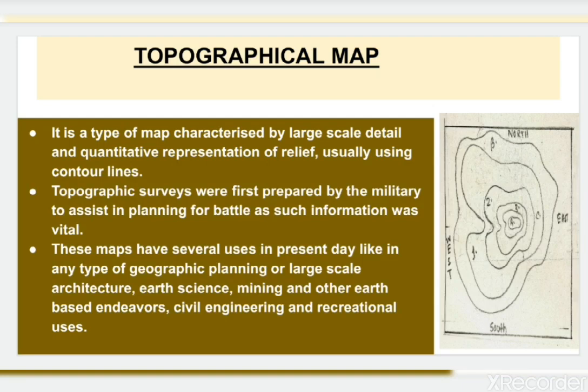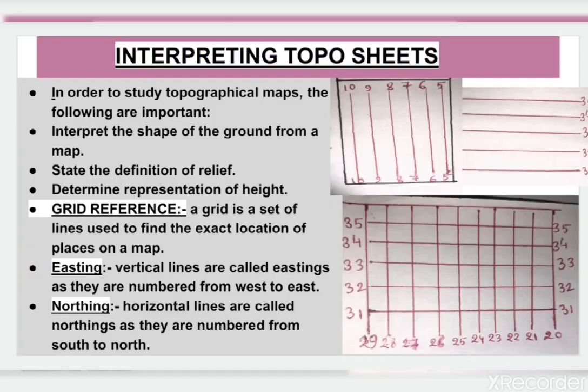Next, topographical map. Now it is a type of map characterized by large scale, detail and quantitative representation of relief, usually using contour lines. Topographic surveys were first prepared by the military to assist in planning for battle, as such information was vital. These maps have several uses in present day, like in any type of geographic planning or large scale architecture, earth science, mining and other earth based endeavors, civil engineering and recreational uses.